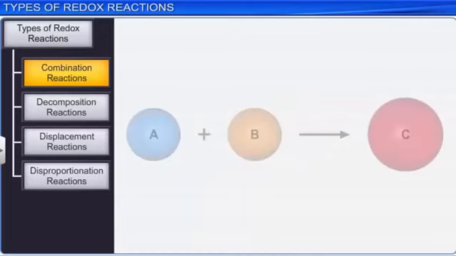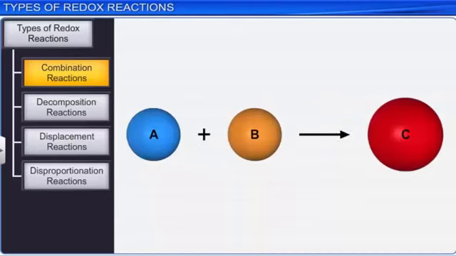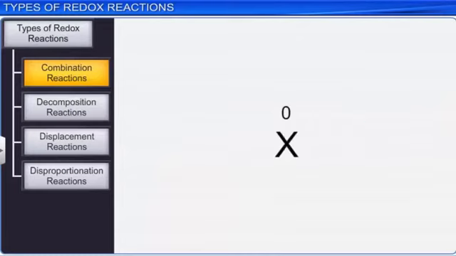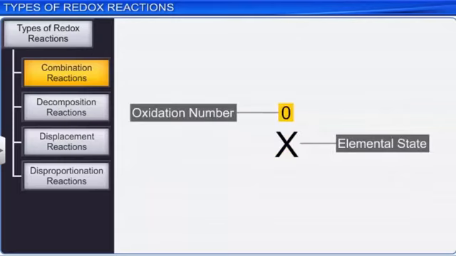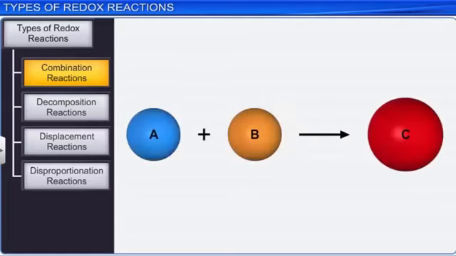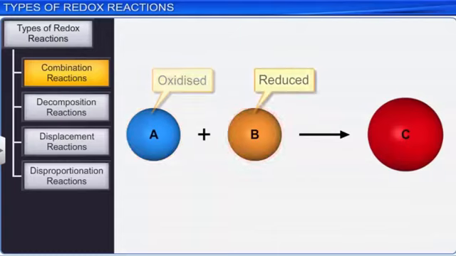A combination reaction can be represented as A plus B gives rise to C. For a combination reaction to be a redox reaction, either A or B or both should be in elemental state. We know from the oxidation number rules that atoms of elements in elemental states have an oxidation number of 0. Thus, when substances with 0 oxidation number combine, one substance will be oxidized and the other will be reduced.